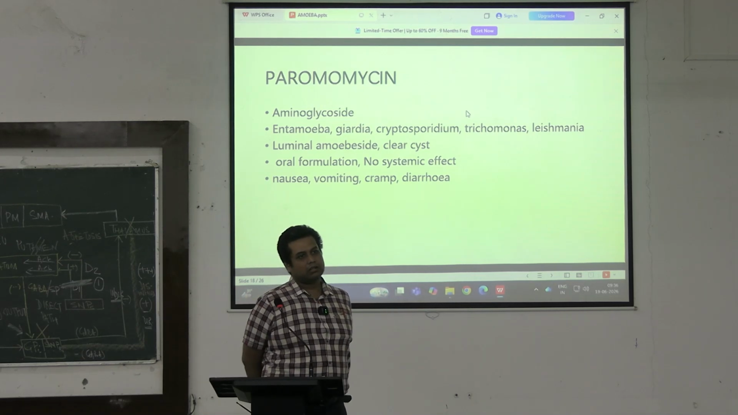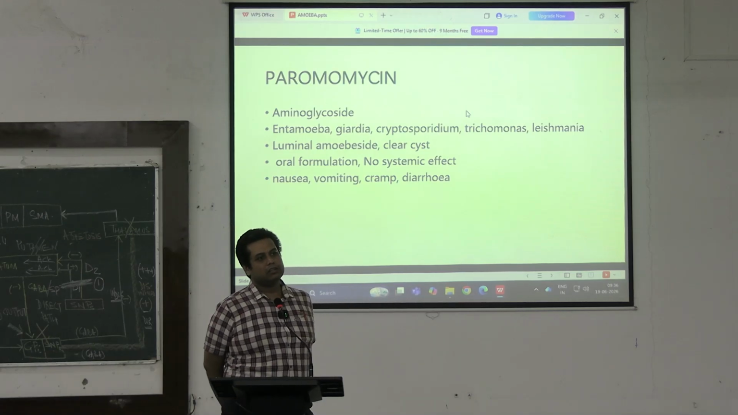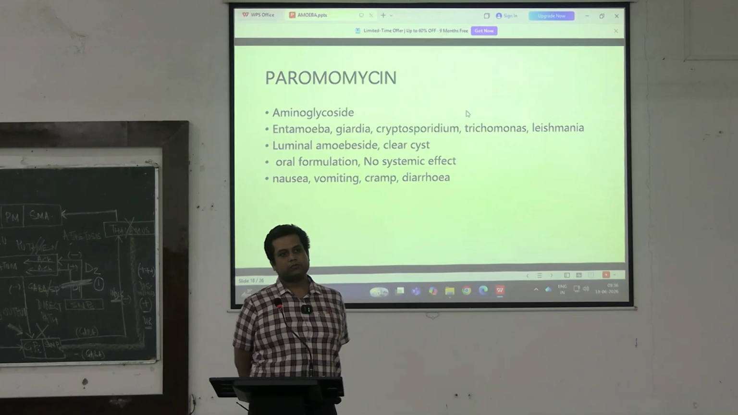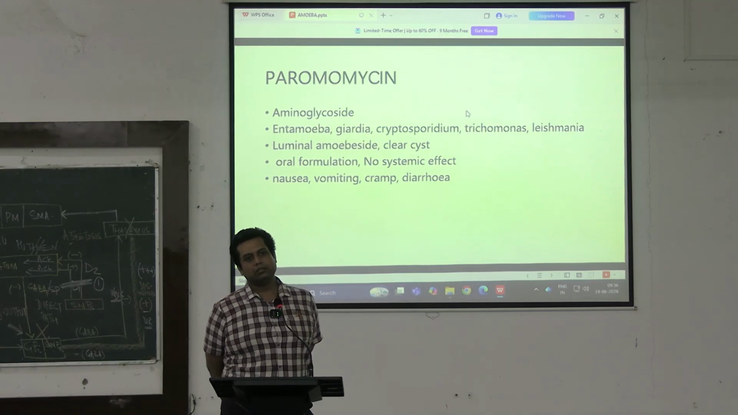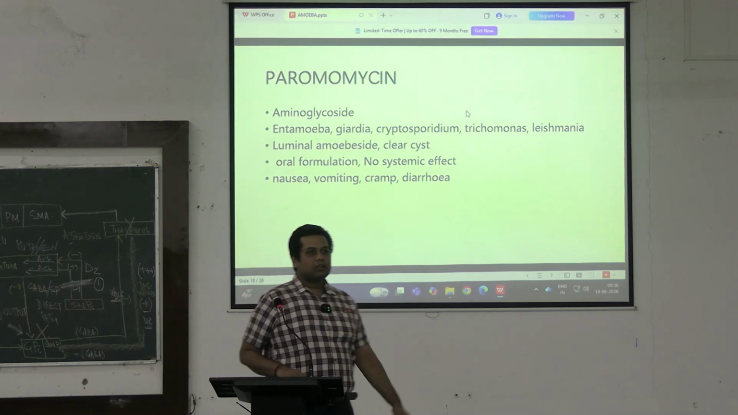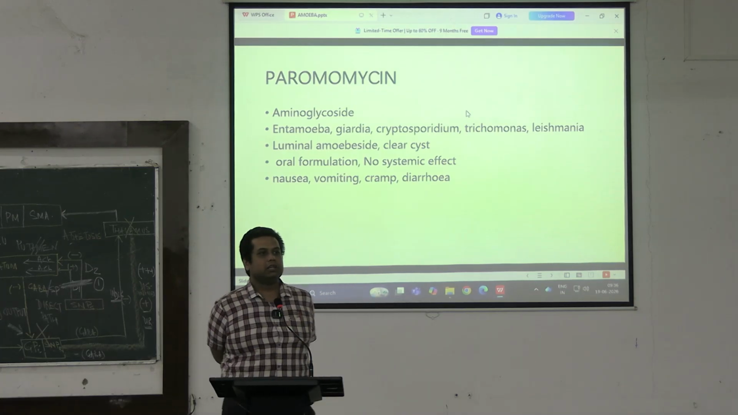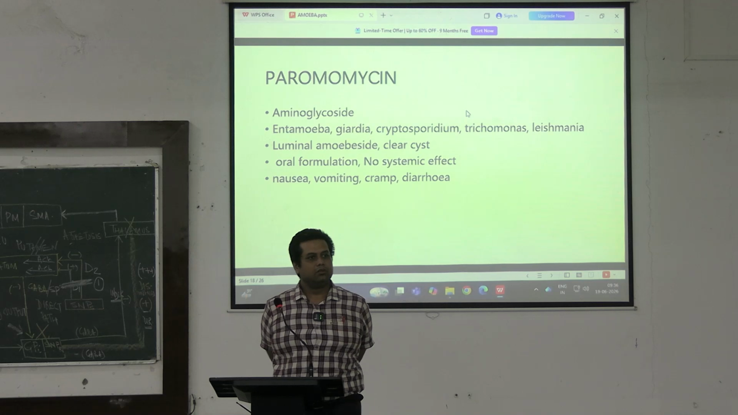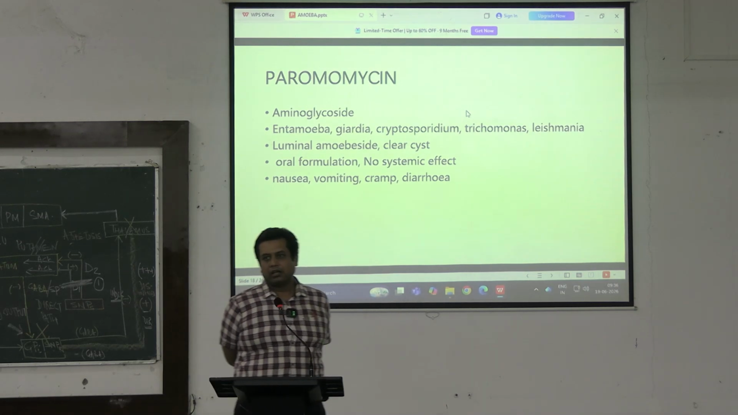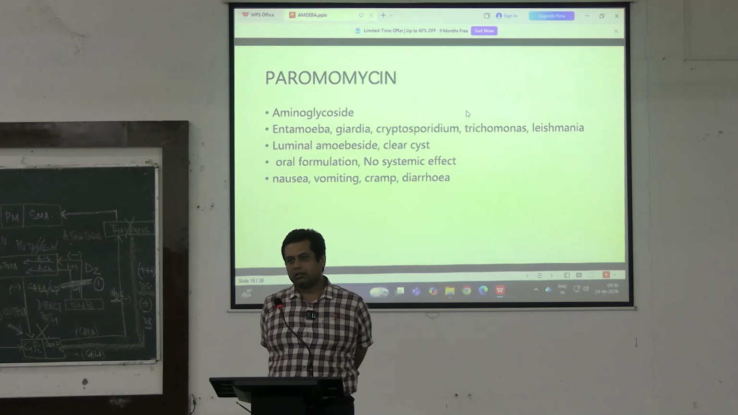It is not absorbed by the oral route. Why? It remains in ionized form. It is only effective by the IV route. But here it is given as an oral formulation. So what will happen? Any systemic effect? No. There will be no systemic effect. It will only pass through the gut without any metabolism, without any absorption.